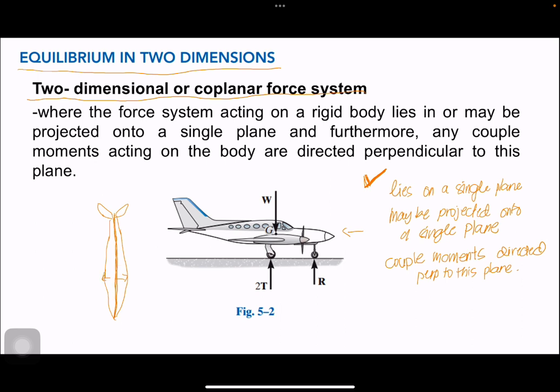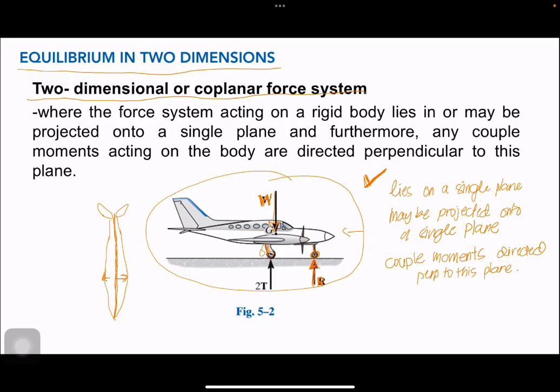So we can actually project the forces acting on this plane into just one plane. As you can see, if we project it in this plane, in its side view, the forces acting on it are the weight of the plane. And then it has wheels. The front wheel is only one. So we denote as R the reaction of the ground to that wheel, or the normal force. And then for this part, there are two wheels, one on the left and one on the right.